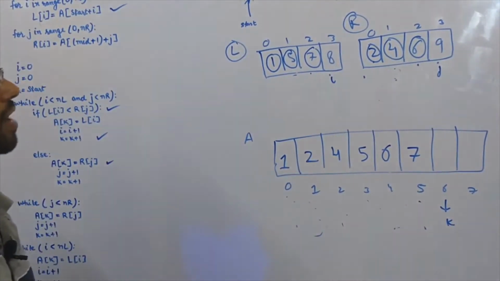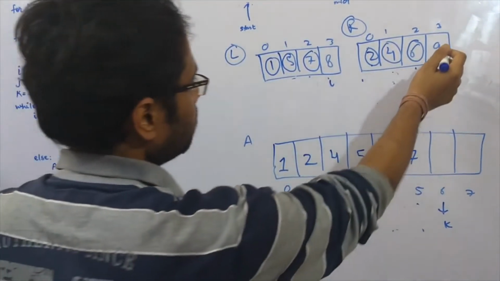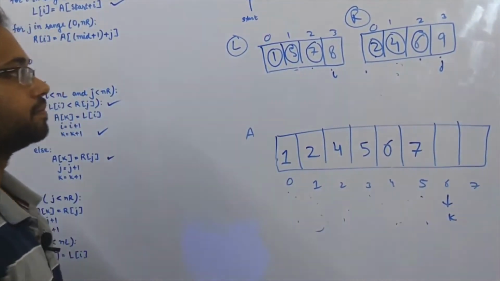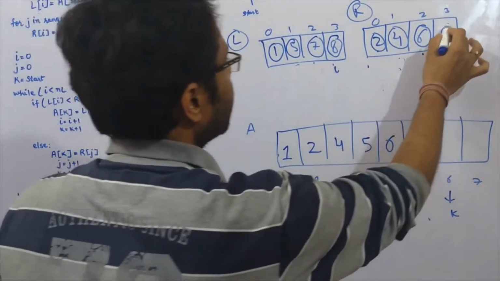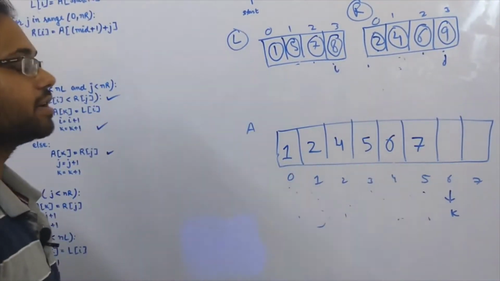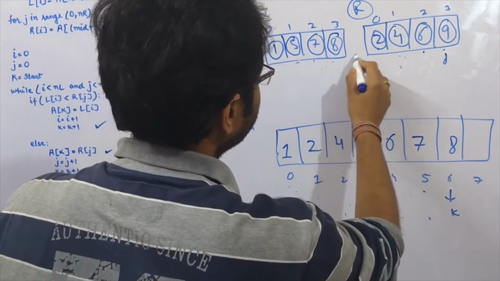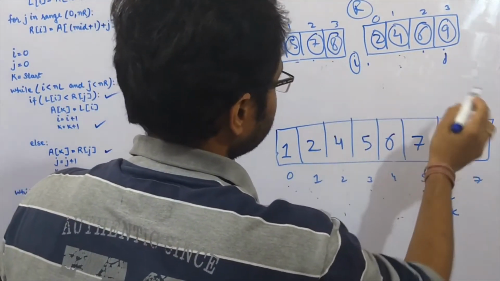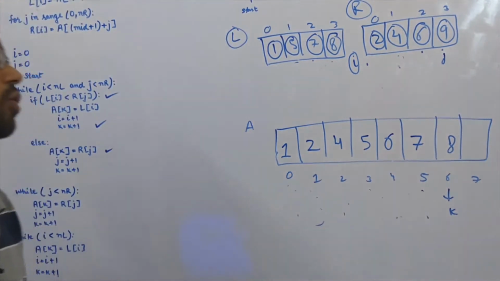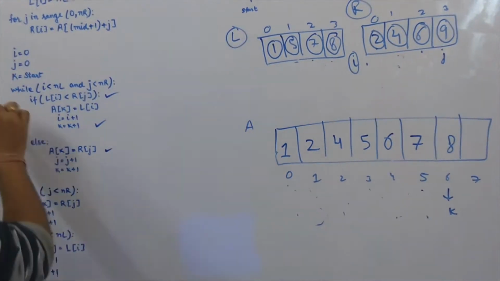Now i and j are again compared. Now 8 and 9 are compared. Which one is lesser? 8 is lesser. So we will just copy this element and increment i, and j will remain at its place. So now we will again come into this loop.